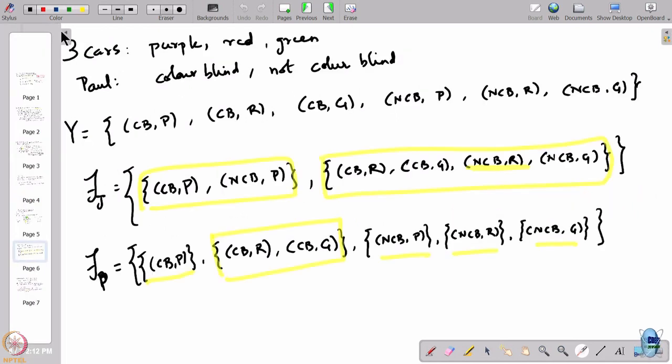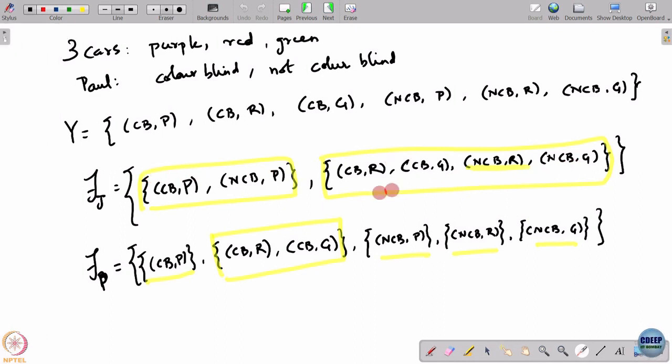Alright. So with this definition, we said let's try to understand what the partitions for the various players are. For John, because John did not know if Paul was colorblind or not, John could not distinguish between these two states, which is colorblind and purple and not colorblind and purple. He could only tell if the car was purple or not purple. Likewise he could not distinguish between any of these four states, which capture whether Paul was colorblind or not and whether the red or green car won. So all four combinations are present here, and he could not distinguish between any of these. So his partition of the states of the world, which comprised these six states, was into two sets, the first set here and the second set here.